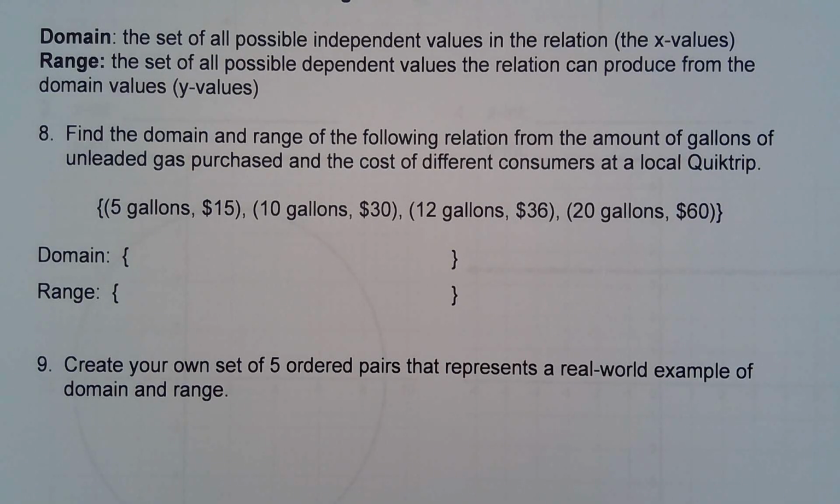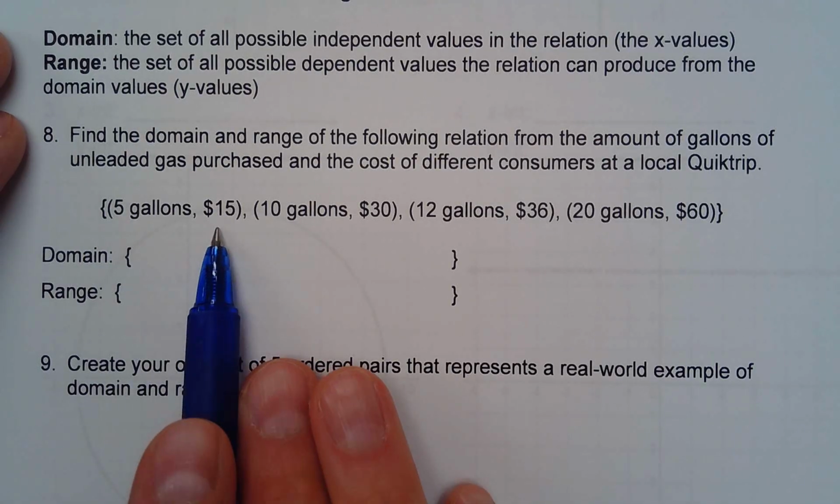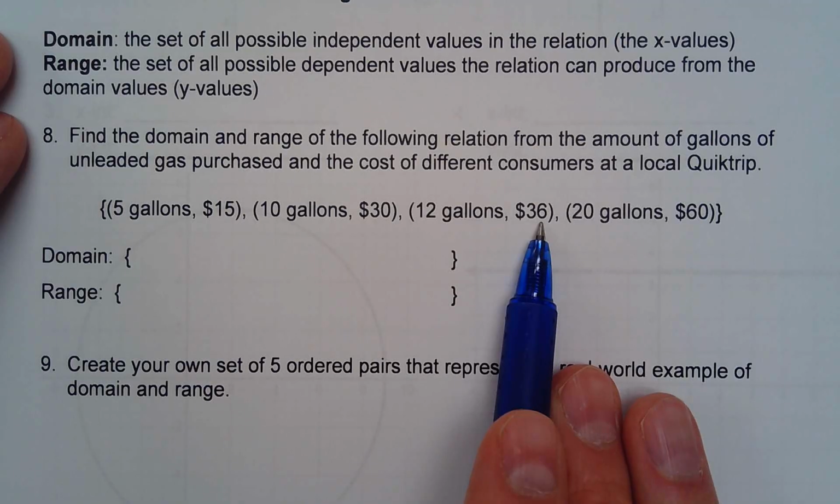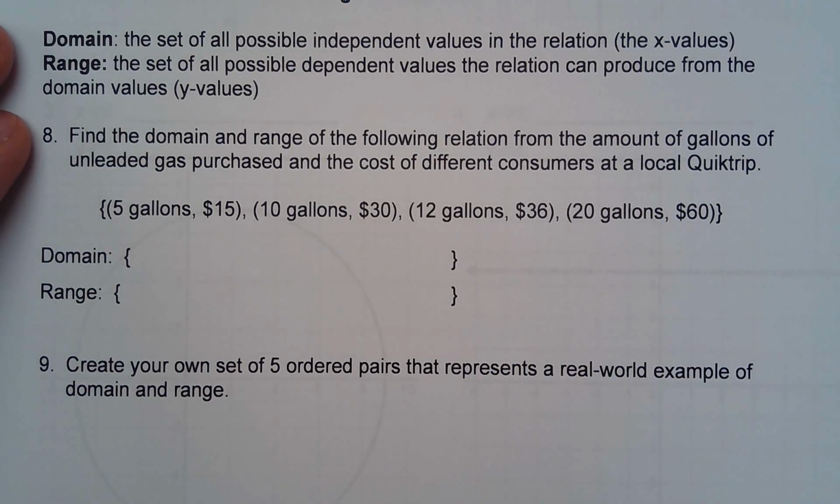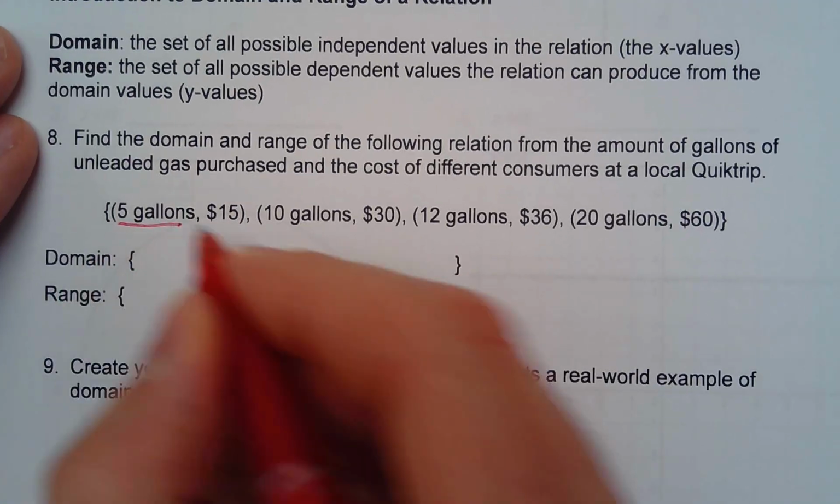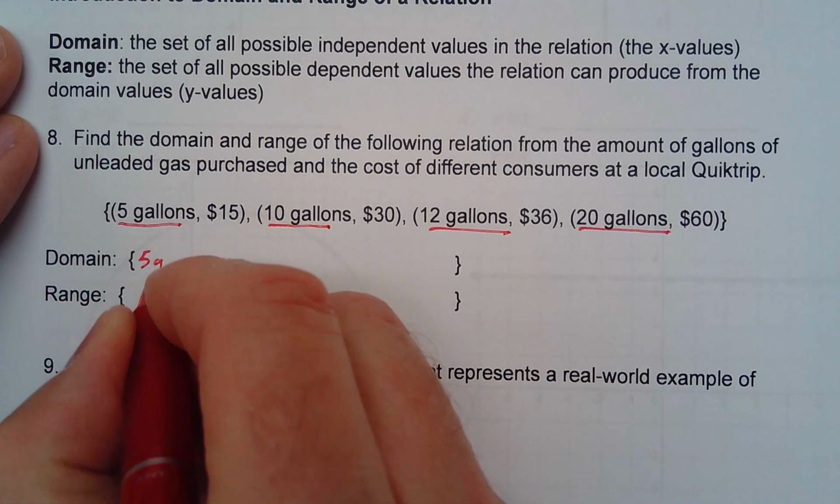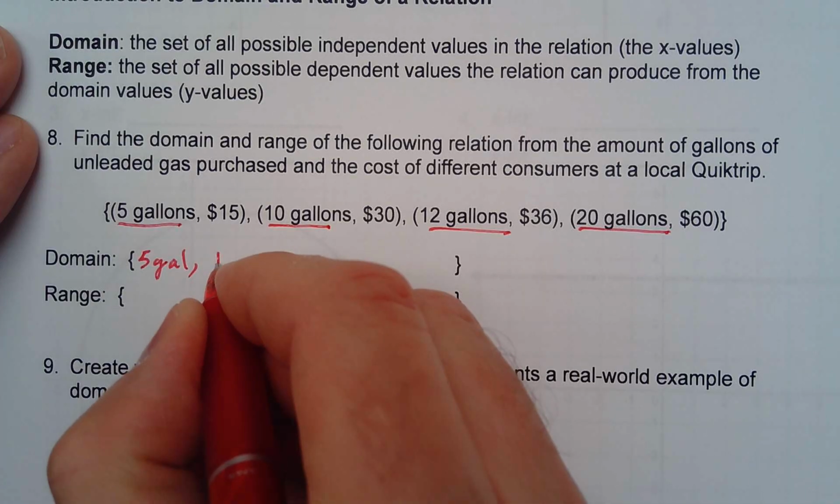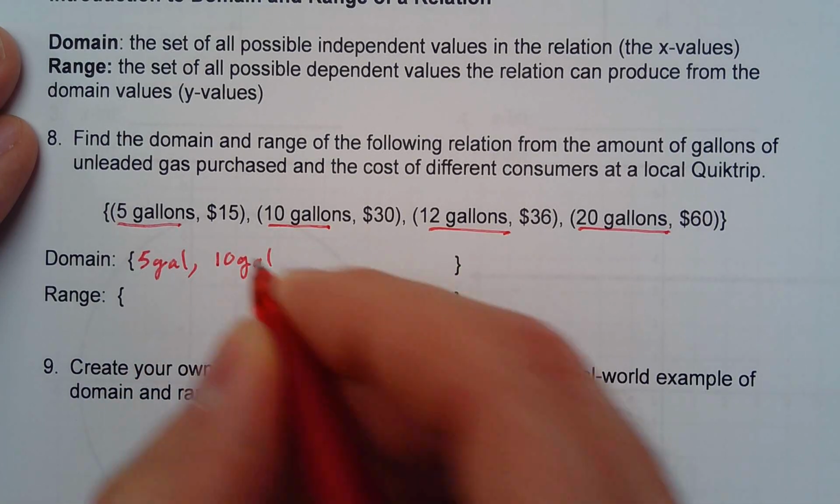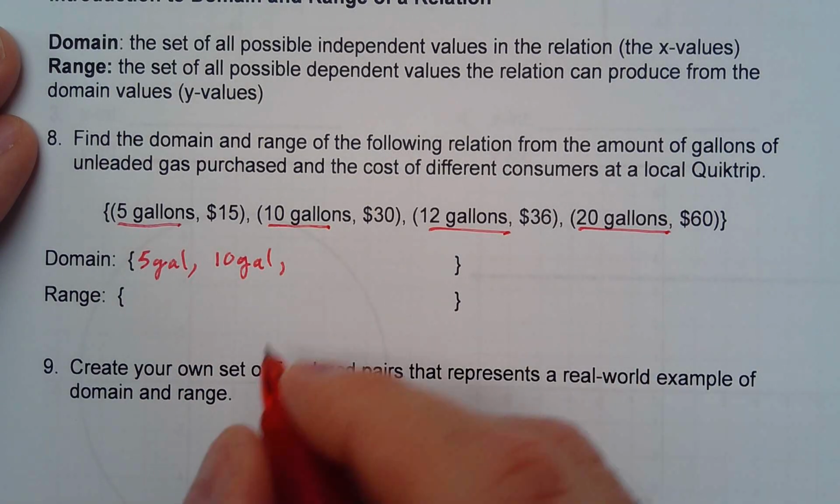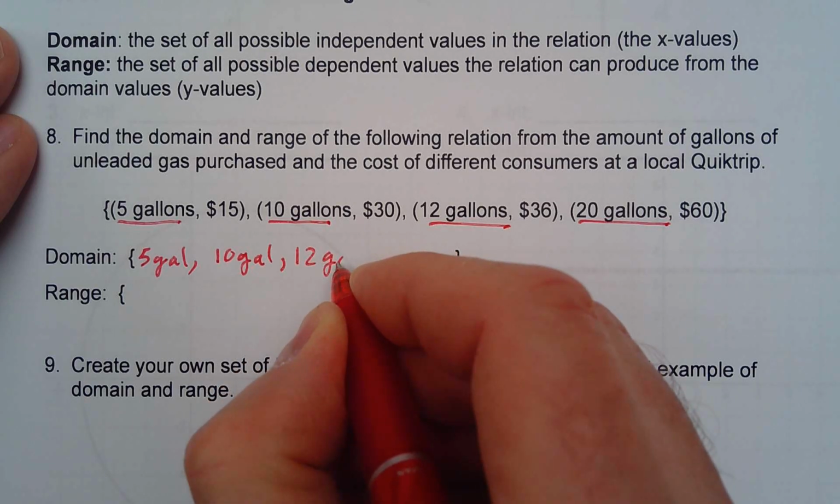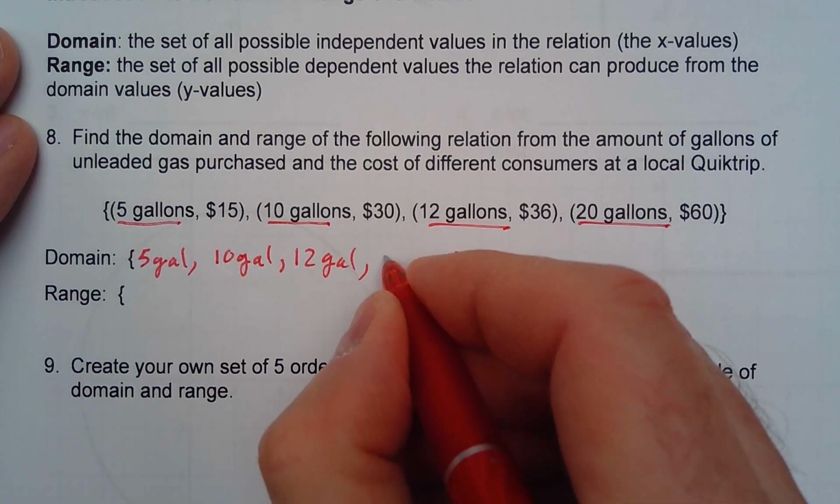So we want to find the domain and range of the following relation from the amount of gallons of unleaded gas purchased and the cost of different consumers at the local QuikTrip. So here we have our points: 5 gallons, $15, 10 gallons, $30, 12 gallons, $36, 20 gallons, $60. So my domain are my x values. So it would be the amount of gas we're purchasing. So that'd be 5 gallons, 10 gallons, 12 gallons, and 20 gallons.